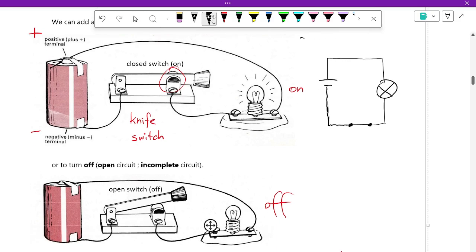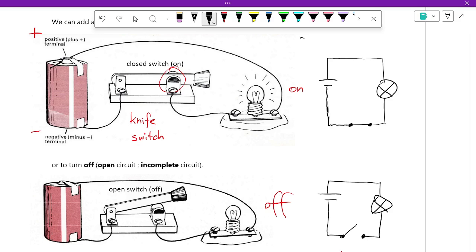The only difference for the next one is we would still have the positive on the top, the negative on the bottom. Our switch would be open. Is this easy enough? Yeah? Okay, cool.